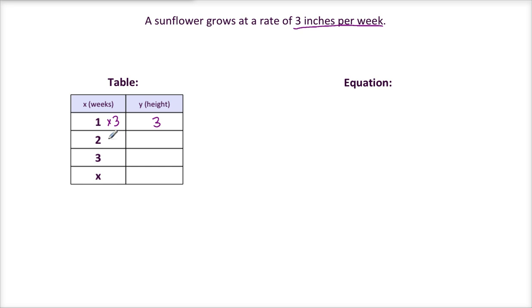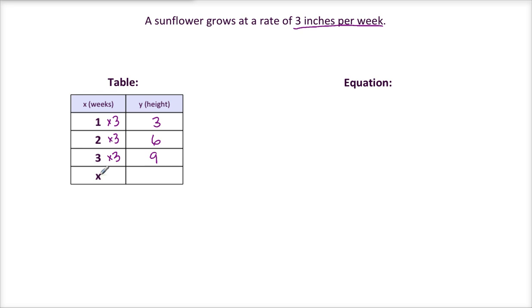So if I multiply that line by 3, I'm going to multiply the next line by 3 as well, and the next one. So after 2 weeks, my sunflower will be 6 inches tall. After 3 weeks, it will be 9 inches tall. Now the last line is going to be a little tricky. After X weeks, how tall will my sunflower be? X is a variable that represents any week. It could represent week 4, it could represent week 10, 101, it doesn't matter.